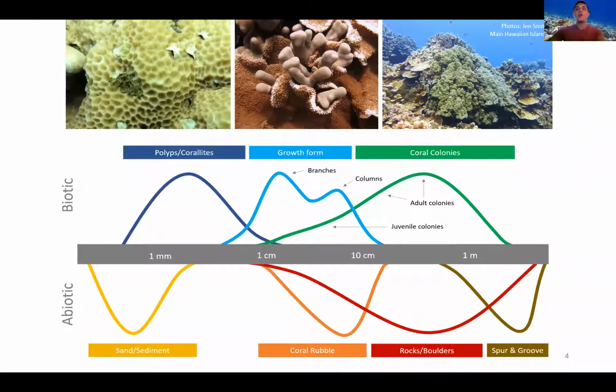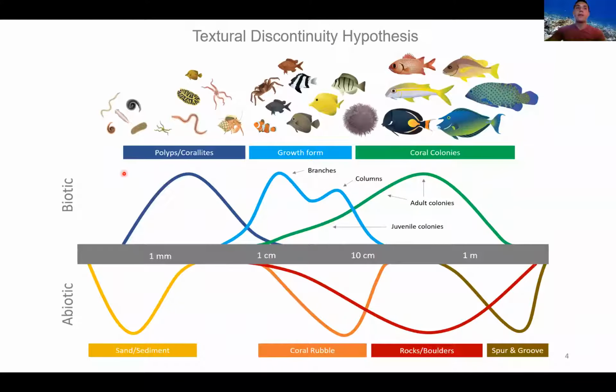This conceptual figure shows a number of different structures that exist on coral reefs, both biotic and abiotic, across a range of scales. And organisms relate to this structure as a function of their body size. And this intuitively makes sense. A hermit crab won't interact with the substrate in the same way as a large reef fish would. Furthermore, if there are a lot of structures in a certain size range, we would expect to see a lot of organisms with a body size that matches those structures. And this is known as the textural discontinuity hypothesis and was first posed to address the size distribution of birds and mammals in various habitats. But it has also been found to apply to coral reef fish as well.